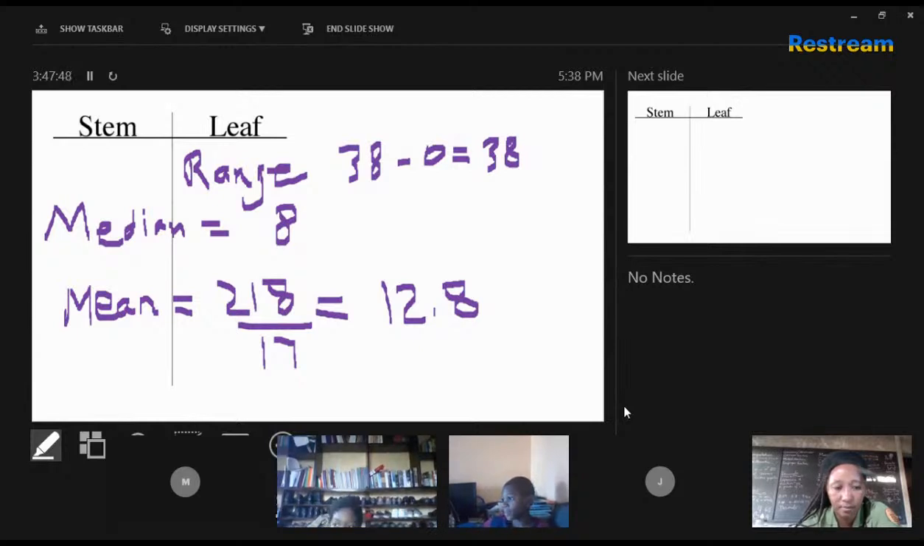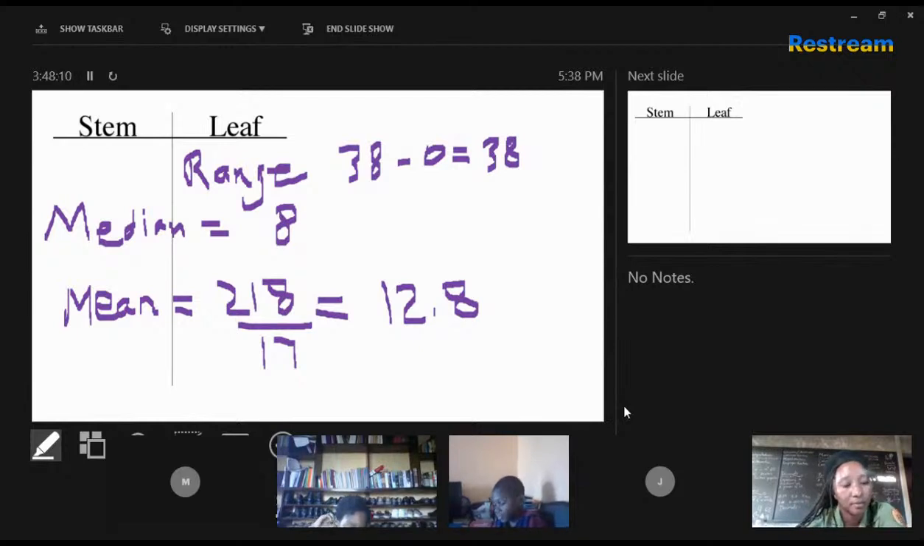If the amount of numbers there is odd, you have one median. And if it's even, you'll have two medians, and then you have to add them and divide by two.